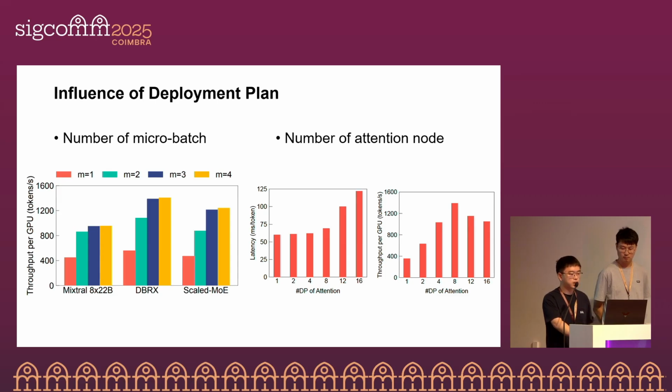However, beyond a threshold, the computation time of FFN begins to exceed that of attention. Further increasing the number of attention nodes can cause imbalance again, leading to an increase in latency and a decrease in the throughput. From the 2 examples above, we see that disaggregated expert parallelism and the ping-pong pipeline require a specific deployment plan to achieve the best performance.